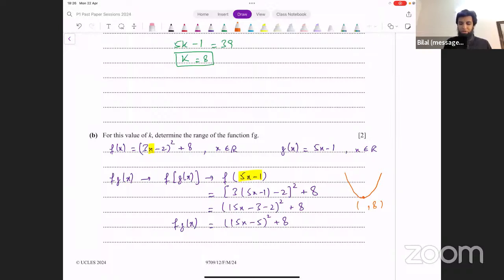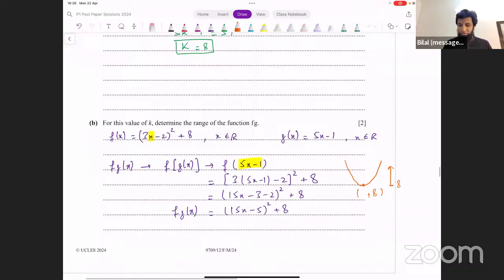Remember, this function is valid for all real values of x. That means the whole part of the function is valid. What's the range? If the minimum point is at 8, you can say the range of the function is y greater than or equal to 8. That's the range of the function.